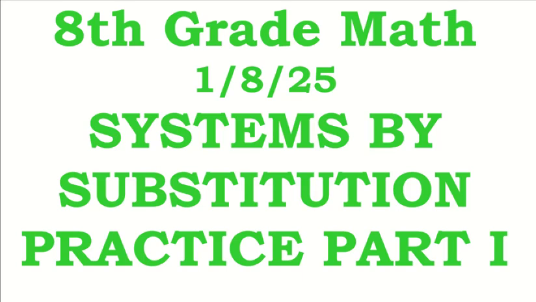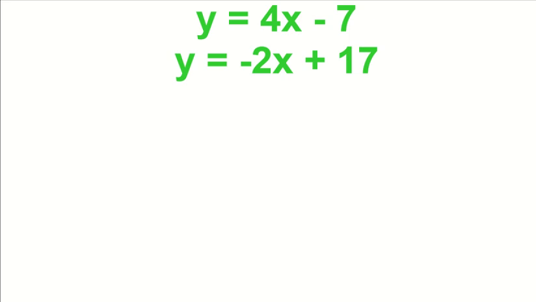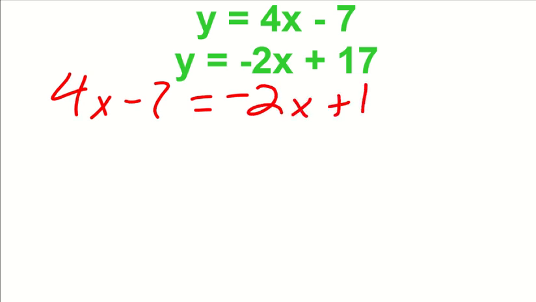Just getting some more practice with what we were working with yesterday. So to start with, if both the equations are y equals, we set them equal to each other. In this case, I take my 4x minus 7 and make it equal to negative 2x plus 17. When they're both y equals, set them equal to each other.